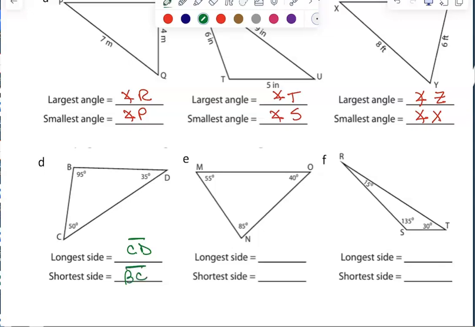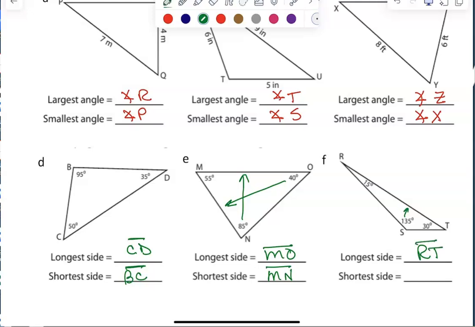Longest side for the middle triangle, the biggest angle is 85. Across from that is MO. See what I mean? The shortest side is going to be across from angle O, which is 40, so it's going to be MN. And if it helps you to draw those angles across, that is a good idea. Okay, the longest side is across from angle S, so that's going to be RT. And the shortest side is across from the 15-degree angle at angle R, so it's going to be ST.